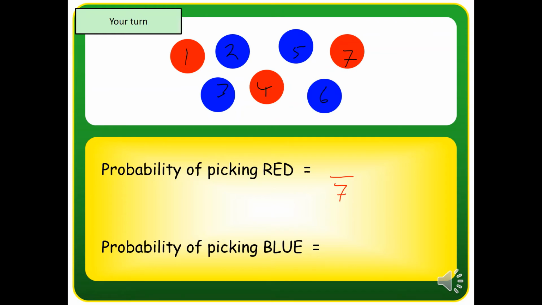How many reds do we have? We have 3 reds. So that would be 3 over 7. Okay, what is the probability of picking a blue? Again, we still have 7 possible outcomes. And our desired outcomes, we have 1, 2, 3, 4 blues. So our probability of picking a blue is 4 over 7.